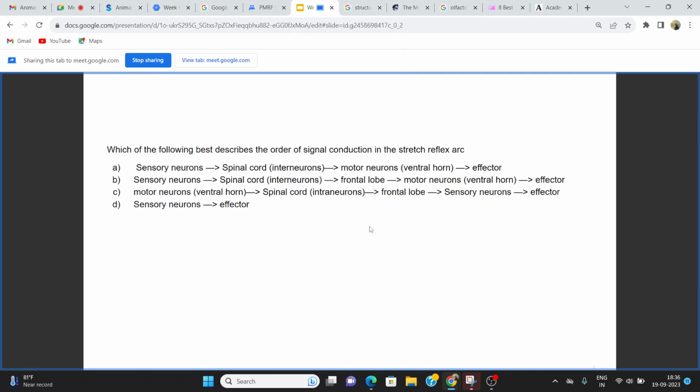The question is not visible, ma'am. Yeah, now it's visible, right? Which of the following best describes the order of signal conduction in the stretch reflex arc? Option A, sensory neuron to spinal cord or interneuron to motor neuron to effector. Option B, sensory neuron to spinal cord to frontal lobe to motor neuron or ventral horn to effector. Option C, motor neuron to spinal cord to frontal lobe to sensory neuron to effector. Option D, sensory neuron to effector. What is the correct option?